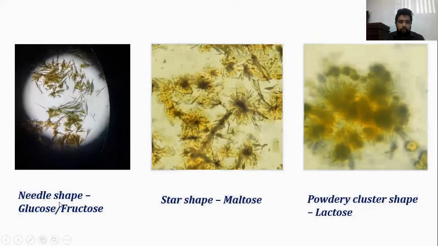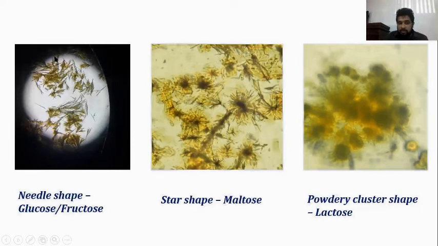See, you will observe needle-shaped crystals in glucose and fructose. The observations are very similar for glucose and fructose. Okay, and you will observe star-shaped crystals in maltose. This is sometimes called a sunflower. Then powdery clusters, this kind of powdery ball appearance, you will observe in lactose. Okay, you have to identify the type of sugar based on these observations. Therefore, please understand that carefully.